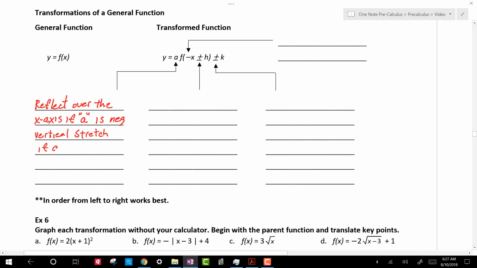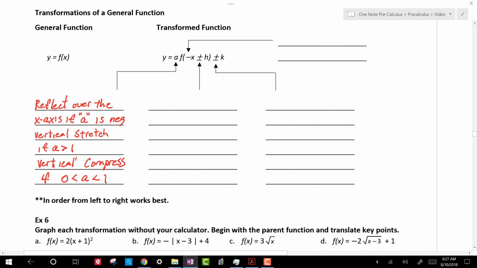if a was greater than 1, and a vertical compression, we'll just call it a compress, if a was less than 1. And I need to revise that because it can not only be less than 1, but it's got to be greater than 0 as well. So a is greater than 0 but less than 1, some sort of a fraction between 0 and 1.